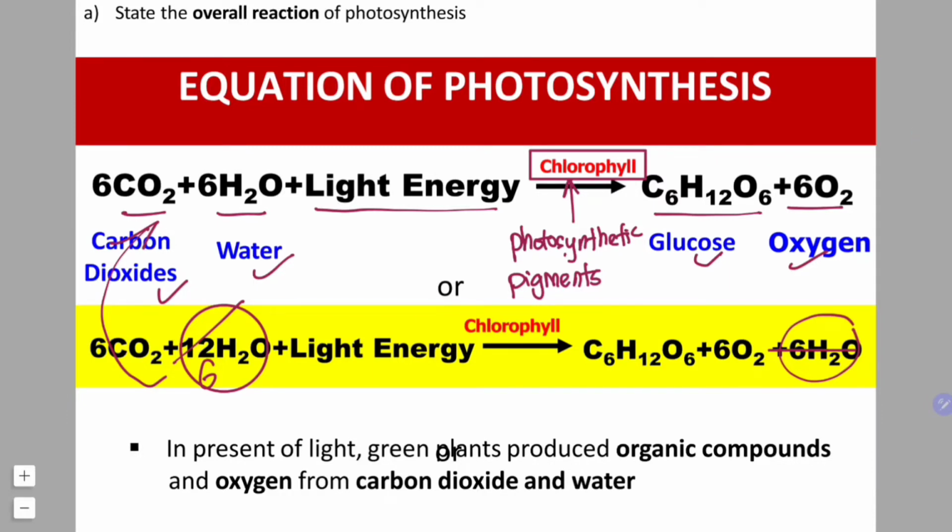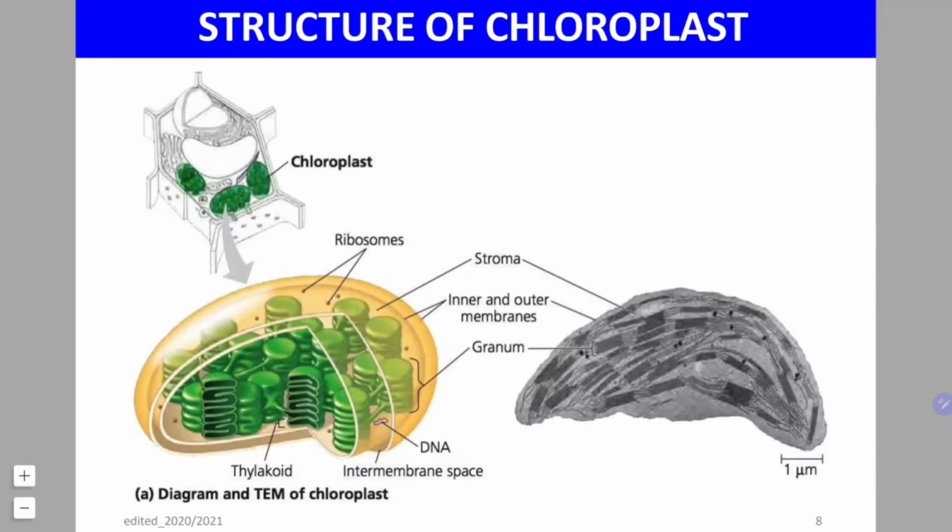So from that we know the first equation and the second equation are actually the same. It's just that the first chemical equation is the simplified version of the full chemical equation for photosynthesis. So in the exam, you can either write down the first or the second version of the chemical equation, it doesn't matter. Next, the structure of chloroplast.